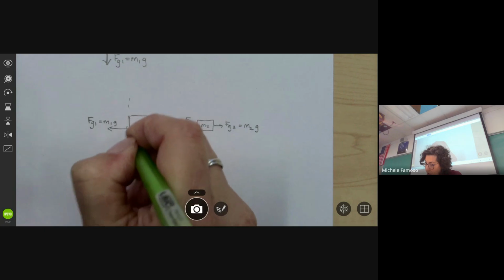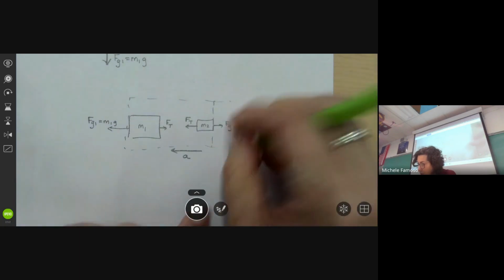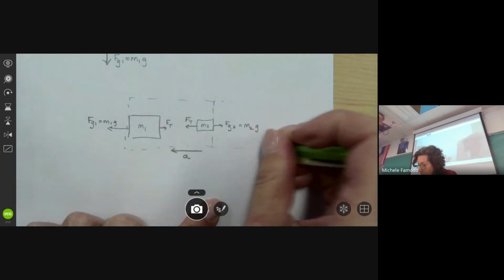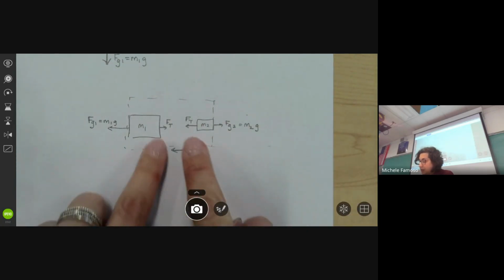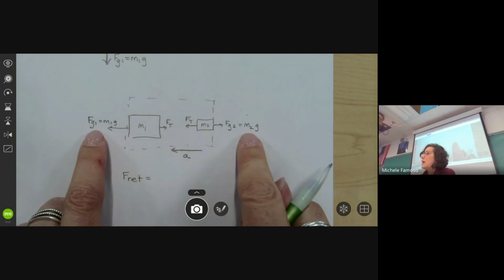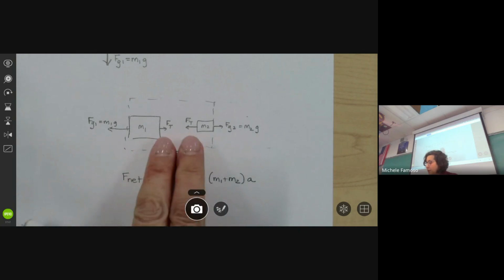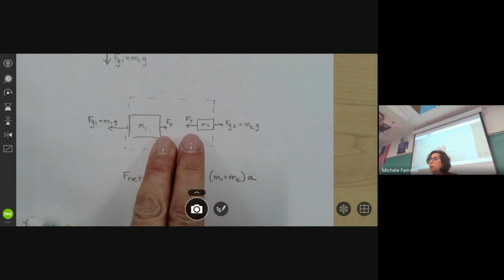Now what I'm going to do is I'm going to treat this as a system to get rid of that tension force, because now it's a Newton's third law force, action-reaction. These forces are going to cancel out, which means that the net force on this system would be this force minus that. And that's got to equal the mass of the system times that acceleration. Is everybody with me? You see how you can do that? That happens because those two forces cancel out in the system.